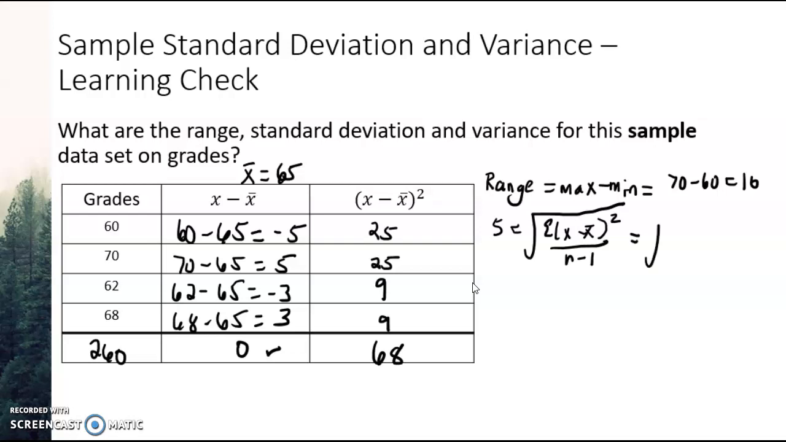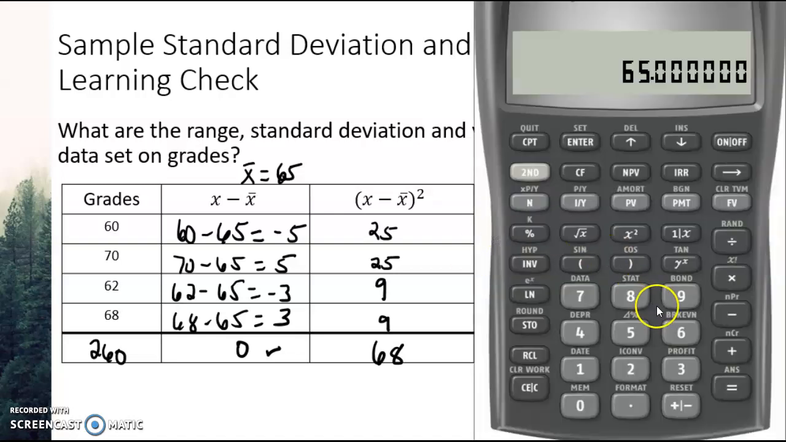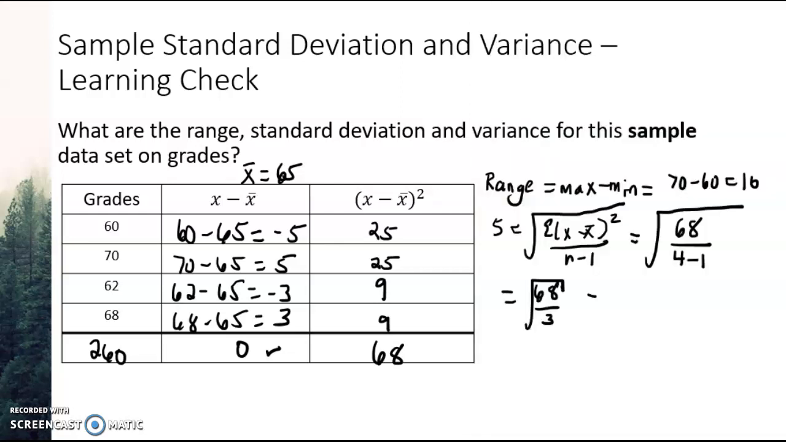And now I'm ready to use my formula. The table helped me simplify to get this top part of the fraction, deviation squared summed, and I divide by the number of points minus 1. So I need to find out what 68 divided by 3 on my calculator is. 68 divided by 3 is about 23 almost. Take the square root and I get 4.76.